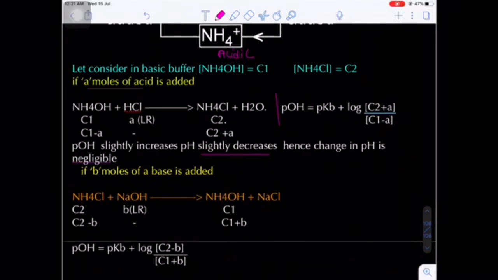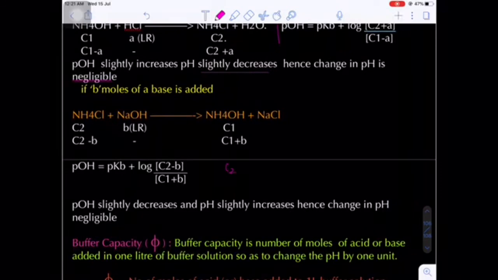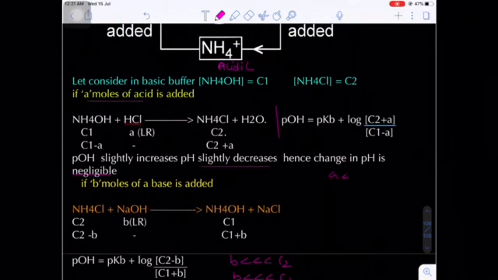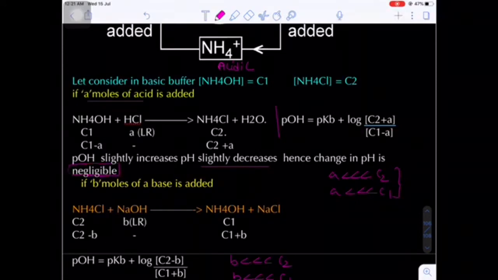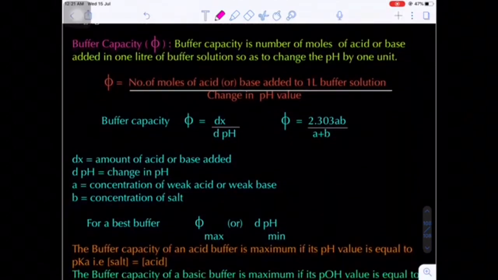So this is the pOH value, that is pKb plus log of (C2 plus A) by (C1 minus A). Suppose you add a small amount of acid or base, the change in pH is almost negligible. Here also the condition will be that B is very small compared to C2, and B is very small compared to C1. Here also A is very small compared to C2, and A is very small compared to C1. Then the change in pH value is negligible.